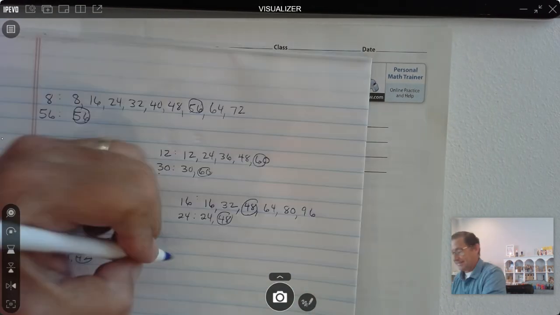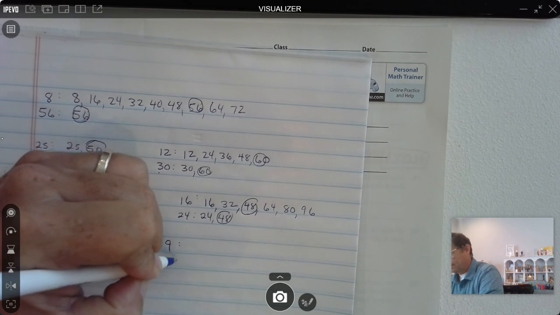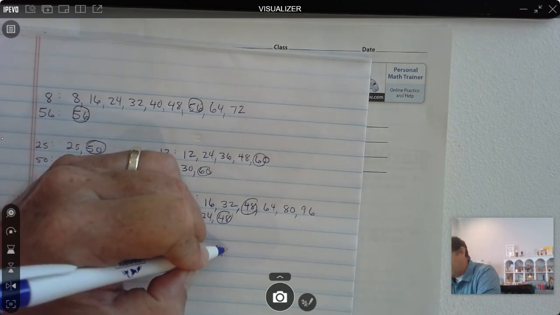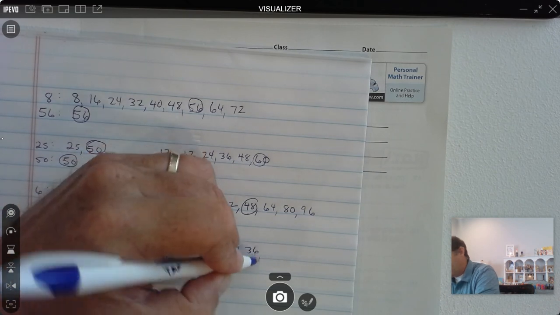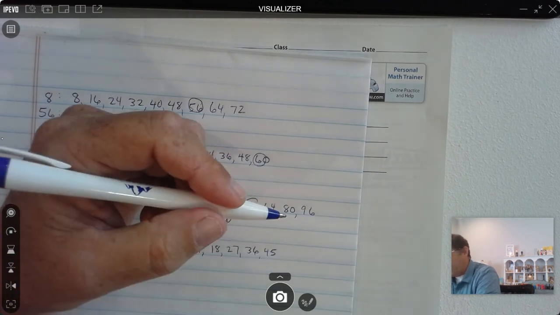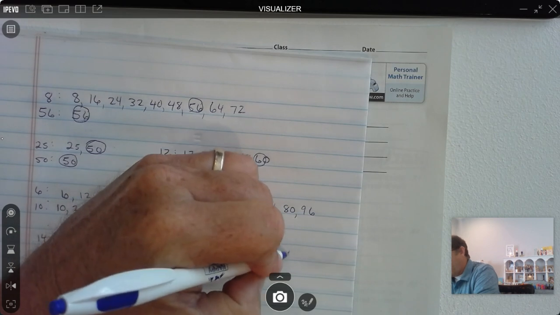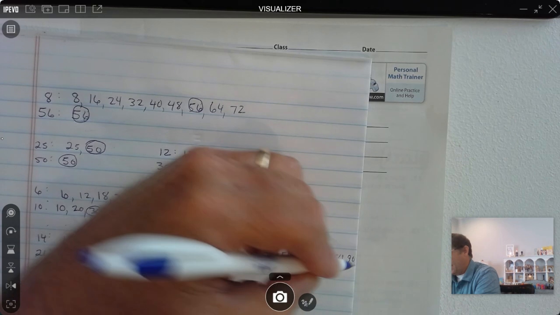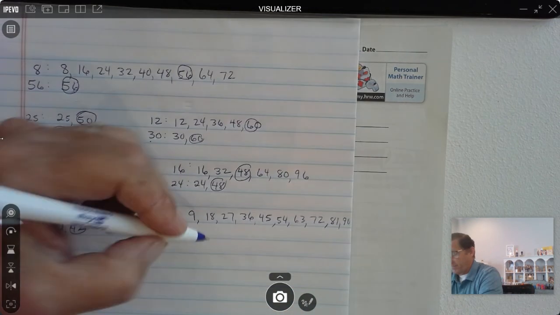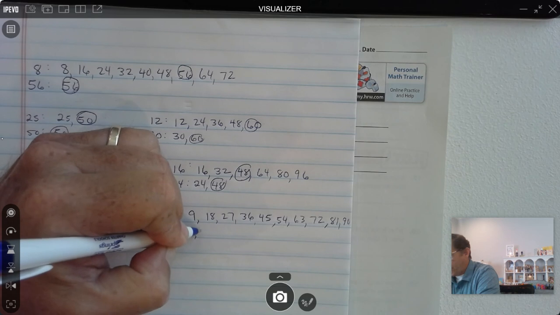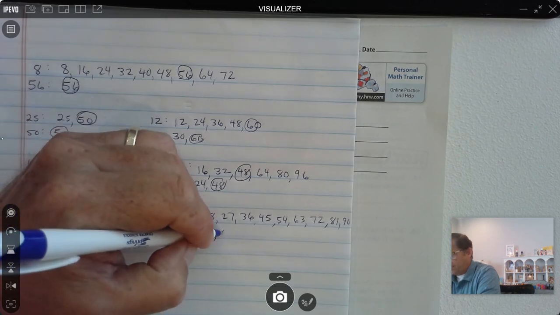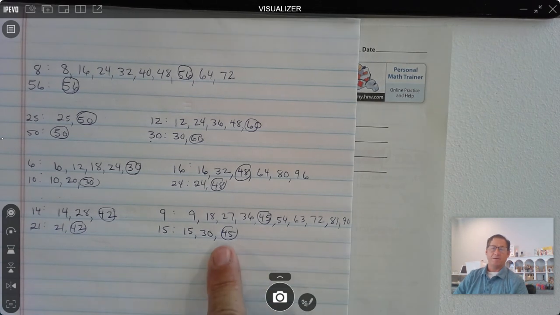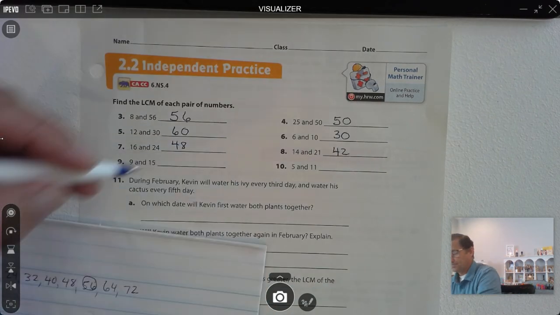9 and 15. 9, 18, 27, 36, 45, 54, 63, 72, 81, 90. I'll go ahead and list them out to 90. All right, 15. 15 plus 15 is 30. 30 plus 15 is 45, and I'm going to stop there because I see that 45 is in common to both numbers.